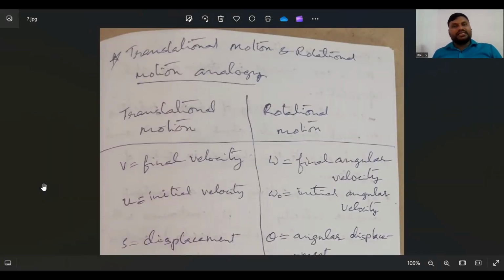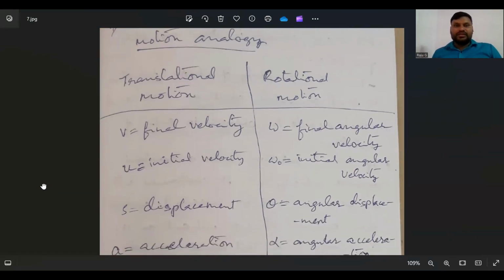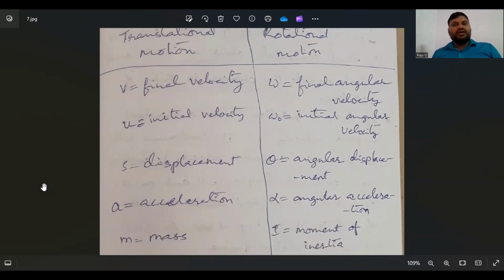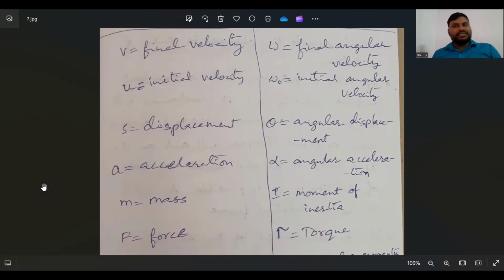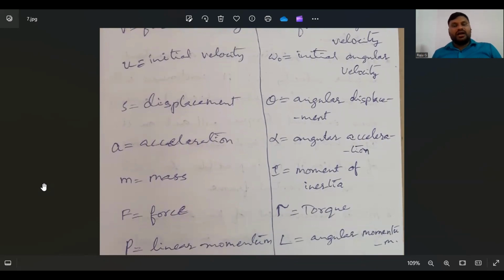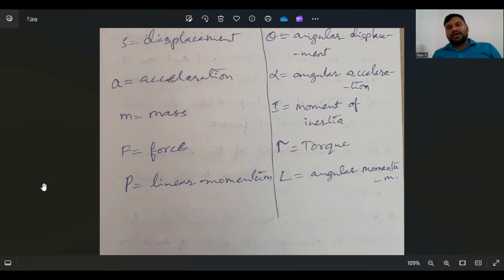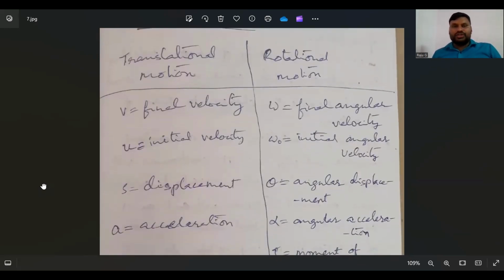There is an analogy between translational motion and rotational motion. Let us see. In translational motion, v is the final velocity, whereas in rotational motion, omega is the final angular velocity. u is initial velocity, omega naught is initial angular velocity. s is displacement, theta is angular displacement. a is acceleration, alpha is angular acceleration. m is mass, whereas I is moment of inertia, which is analogous to mass in translational motion. Force F in translational motion, whereas torque tau is used in rotational motion. p is linear momentum, whereas L is angular momentum. These are a few terms which we use in rotational motion.